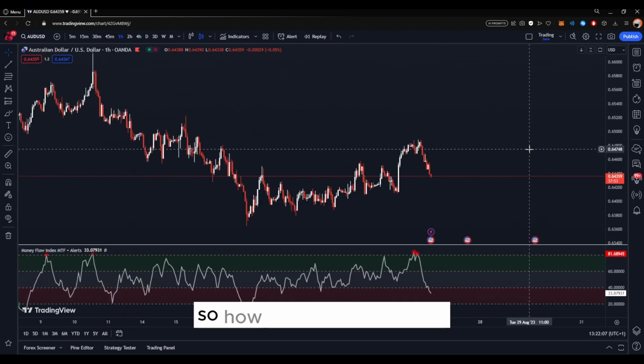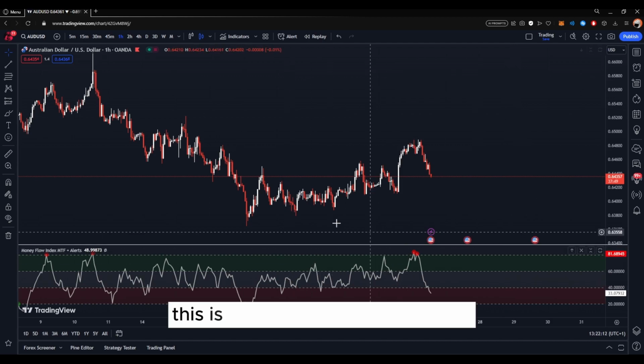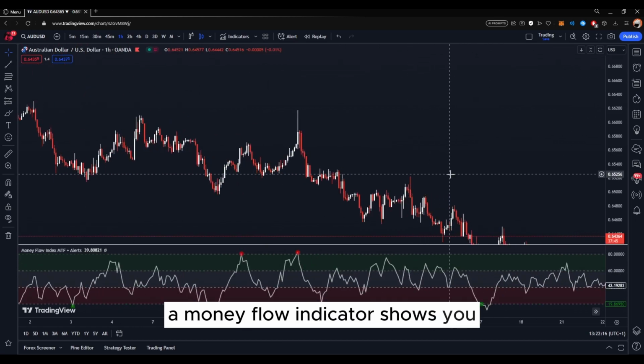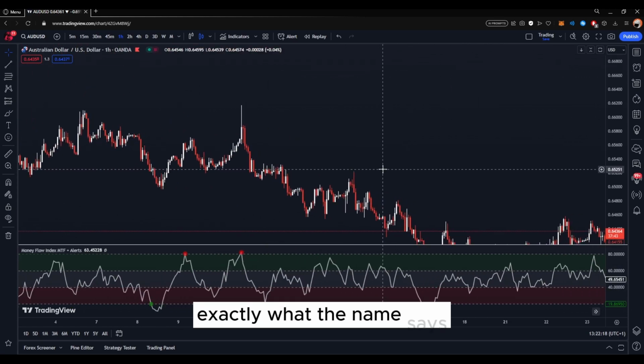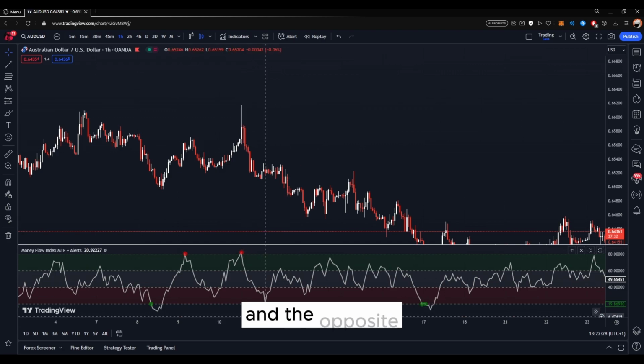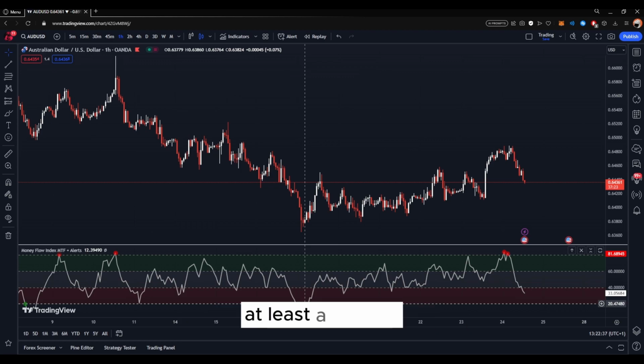So how does the indicator work? It's pretty simple. This is just a money flow indicator. A money flow indicator shows you exactly what the name says, the flow of the money. If the money flow is super high, it is much more likely to fall, and the opposite, if the money flow is too low, in the red, it will much more likely bounce at least a little bit.